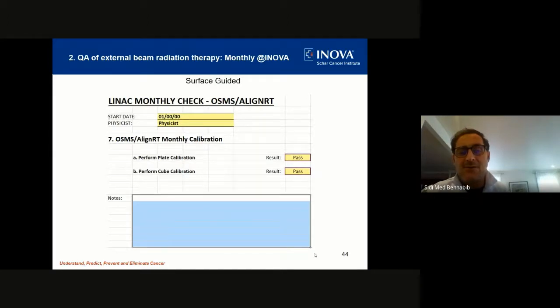OSMS, because we have a surface guided system, we use Vision RT. Therapists do the daily QA every day, and the physicists do the cube calibration as well as the entire system calibration and QA on a monthly basis. Next slide.